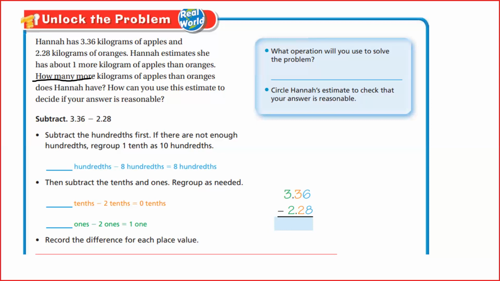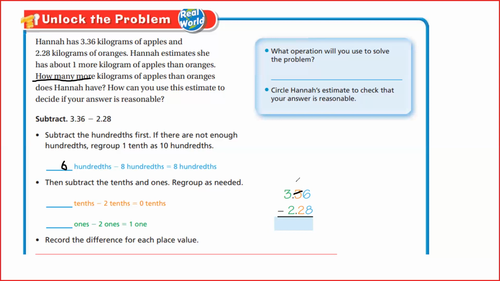So now, what do you mean by how many more? If you see how many more, it's a keyword that tells you that you have to do what? Subtract. Good job. So here I have to subtract the greatest number minus the smallest one. So let's start here subtracting the hundredths. Here we have 6 hundredths minus 8 hundredths. How will it be? 6 minus 8, can I? No.